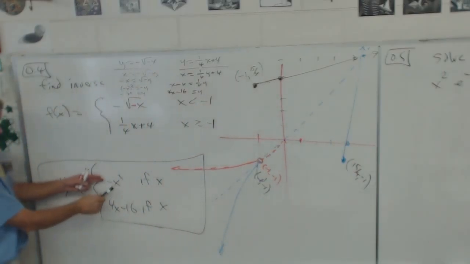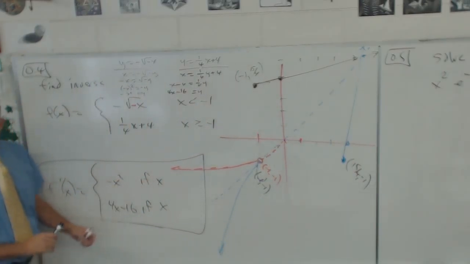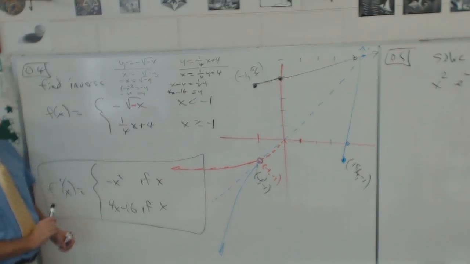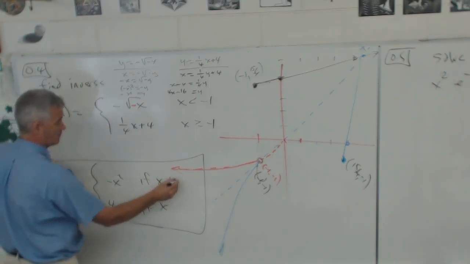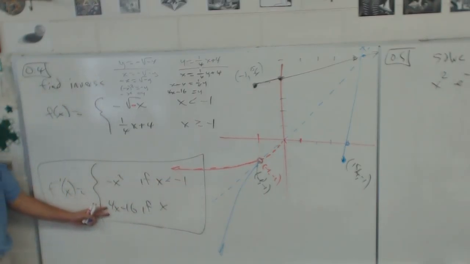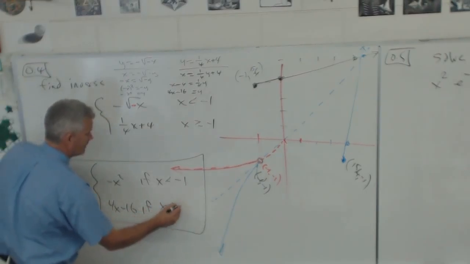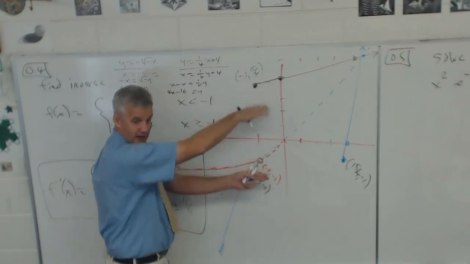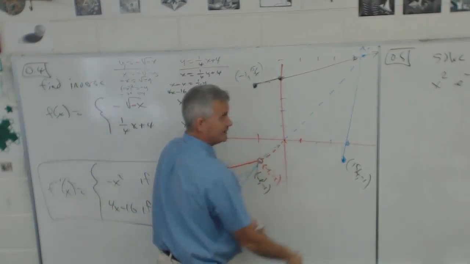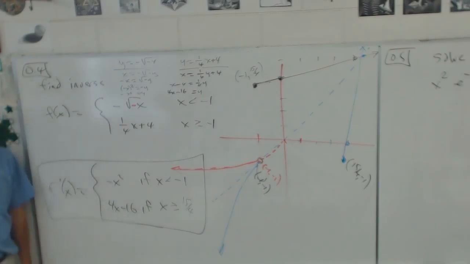is the opposite of x squared if x is less than -1. Perfect. And it's 4x minus 16 if x is greater than or equal to 15/4. That's correct. Notice the inverse was not defined for any x values between -1 and 15/4 because they're never going to happen, right? They never happened. That's how we do those problems.